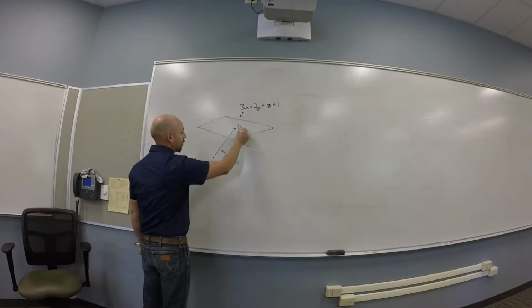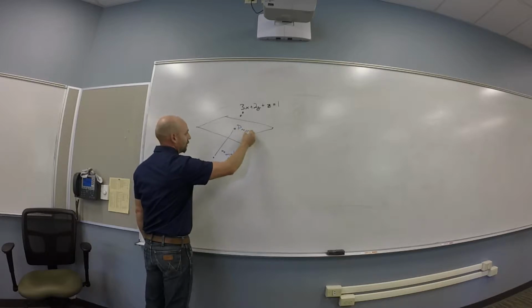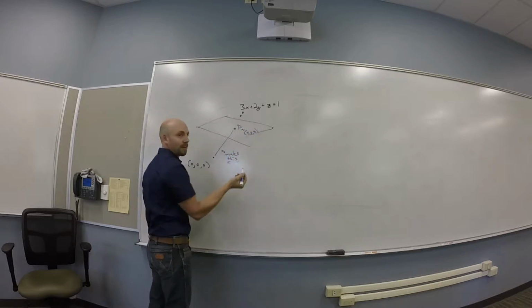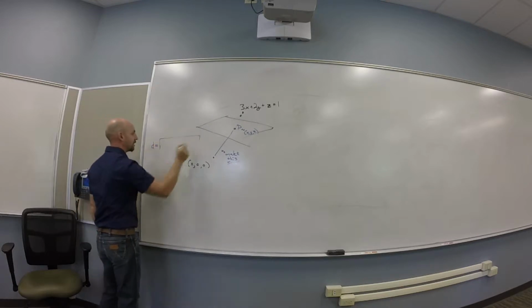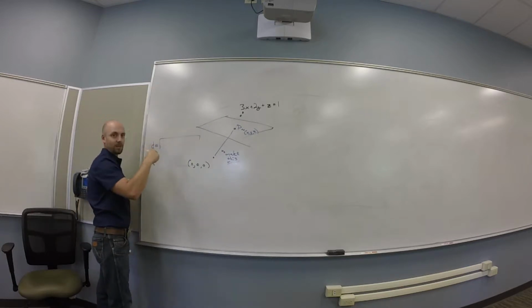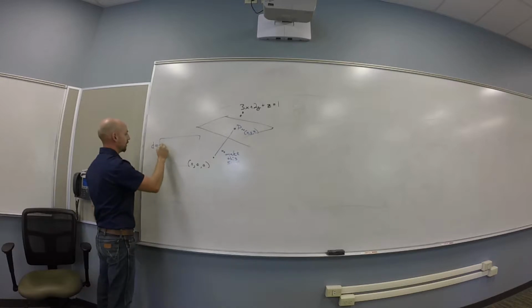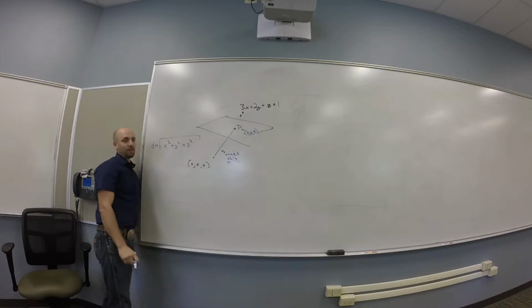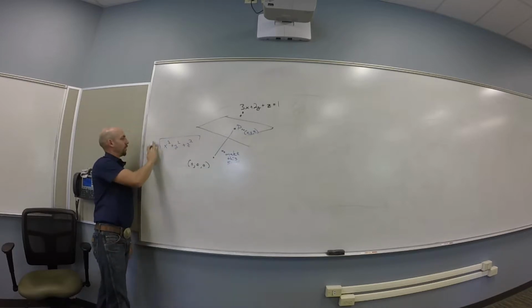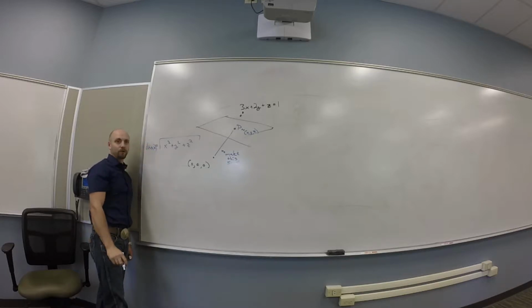So P is maybe x, y, and z. And so I'd go, all right, the distance from P to 0, 0, 0 is the square root of x squared plus y squared plus z squared. So this is the function, D of x, y, and z, that I want to try to minimize.